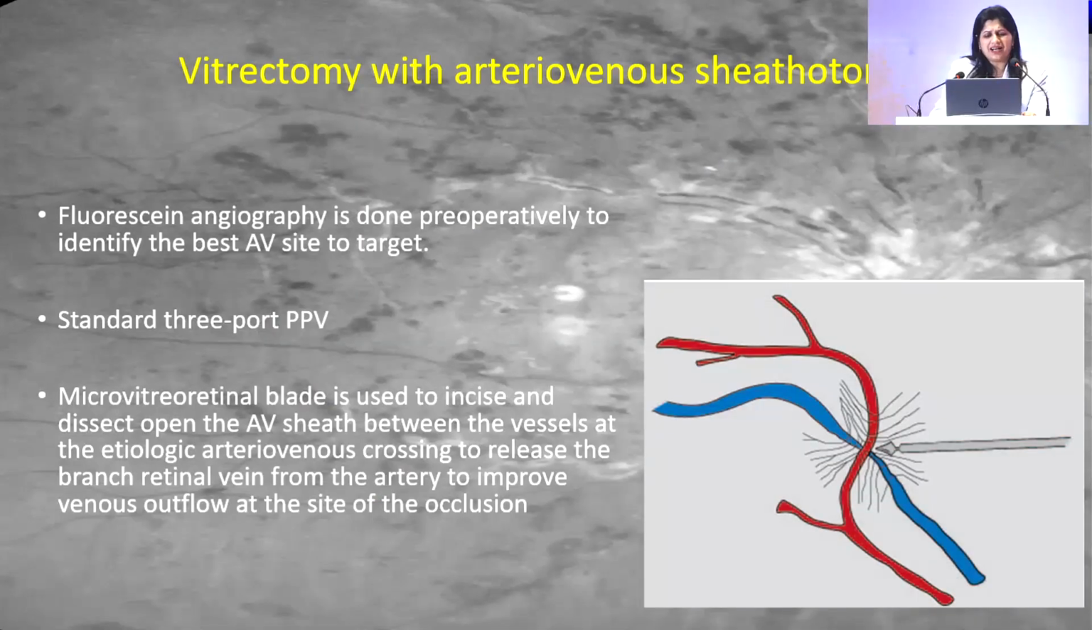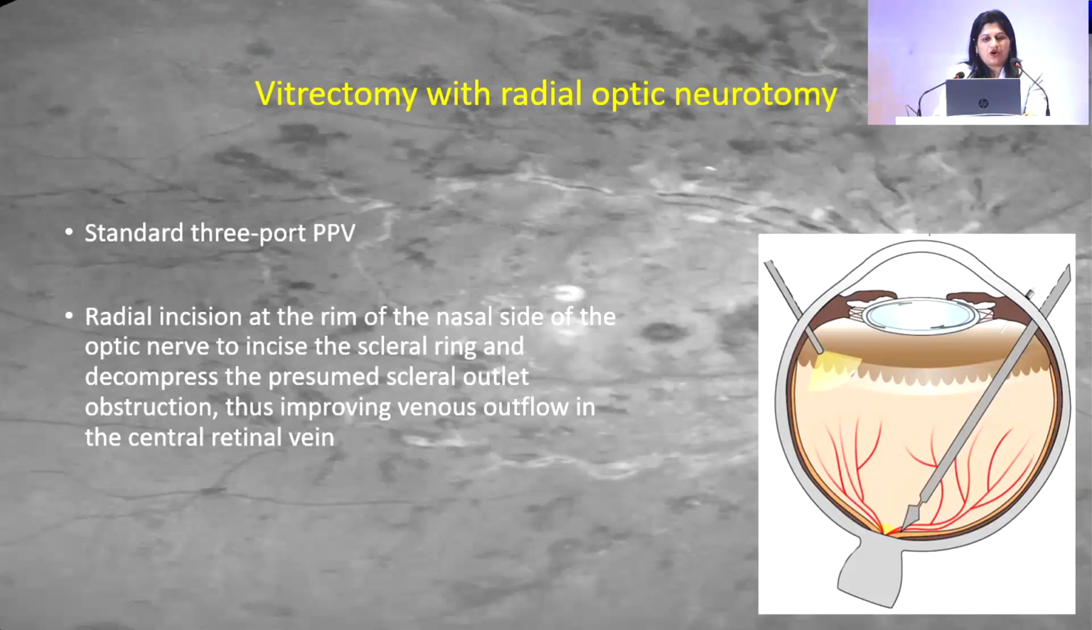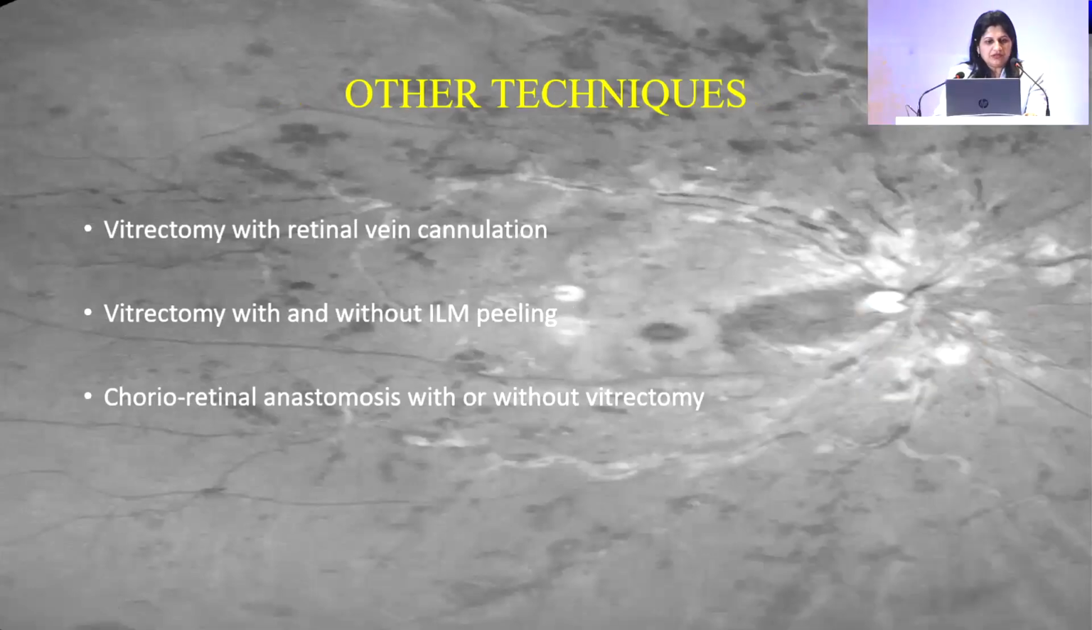These are the other techniques which can be done in cases of RVOs, but they are usually reserved for non-responding cases: AV sheathotomy or radial optic neurotomy, vitrectomy with retinal vein cannulation, with and without ILM peel, and chorioretinal anastomosis with or without vitrectomy.